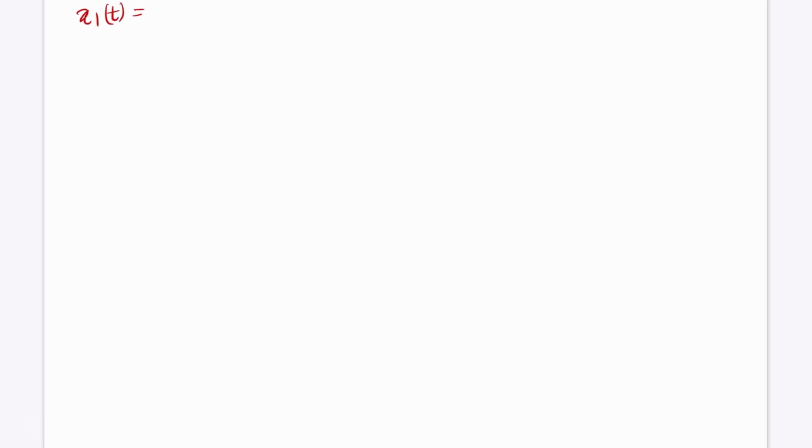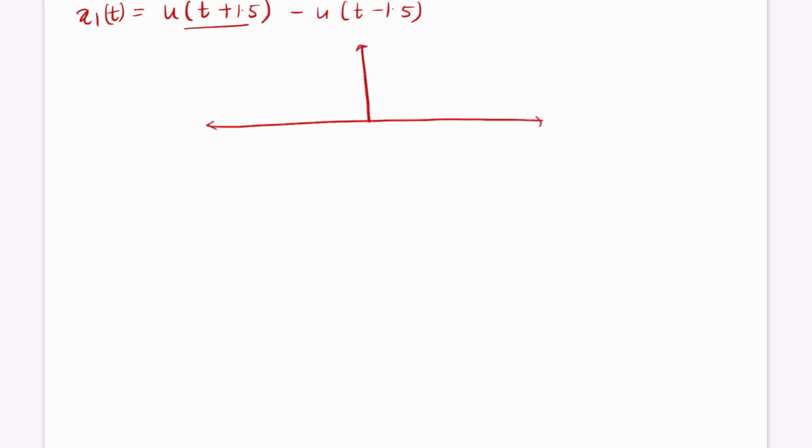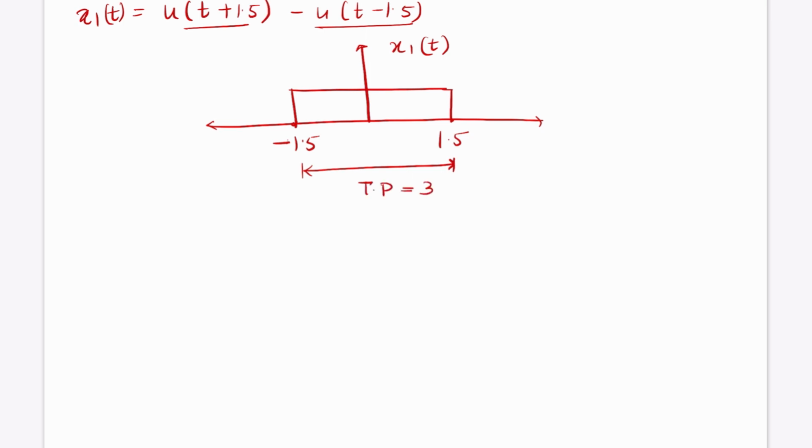So x1(t) is equal to u(t + 1.5) minus u(t - 1.5). How to plot it? It is a u(t) function, firstly starting from minus 1.5, and a similar function is subtracted at plus 1.5. So this is your x1(t). Now x1(t) is a rectangular function with a time period of 3, right?